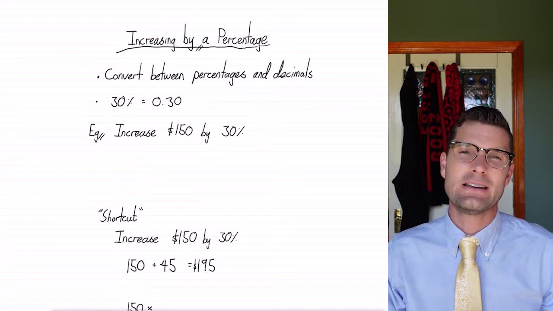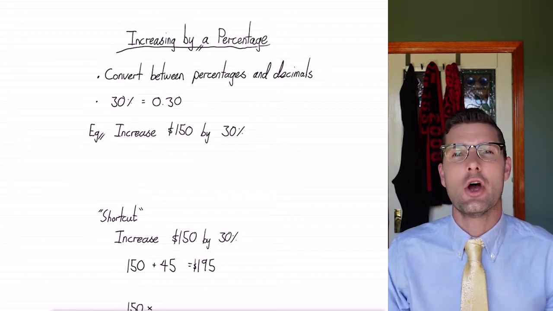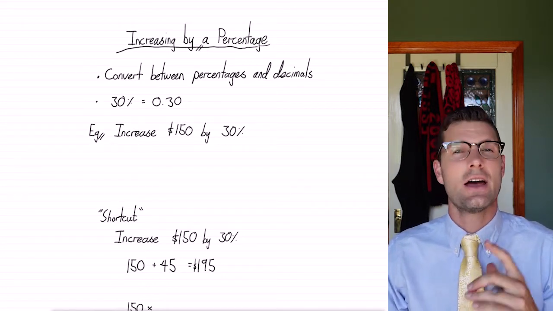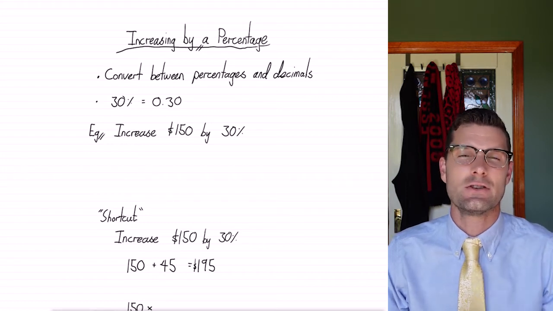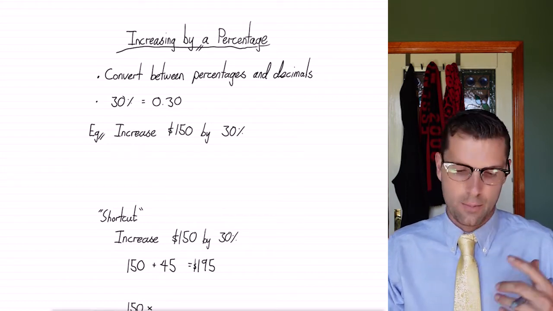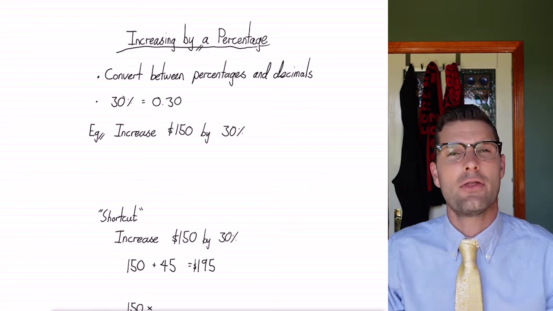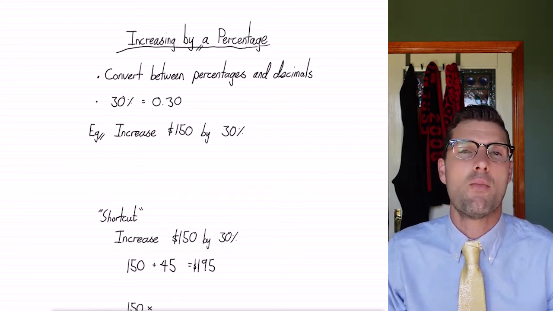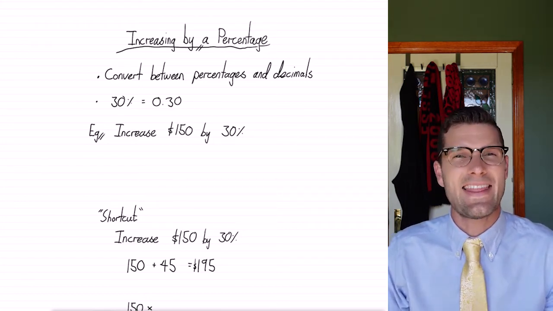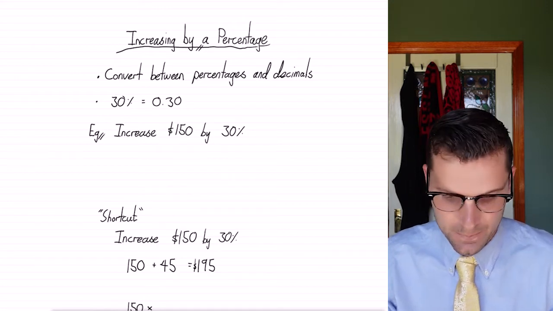So the first skill that we definitely need to be on top of is how to convert a decimal to a percentage. I do have a video of that, so if you're struggling, please have a look at that. But a really good example of this is we need to know that 30% is equal to 0.3 as a decimal, and that's just going to help us on our calculator.